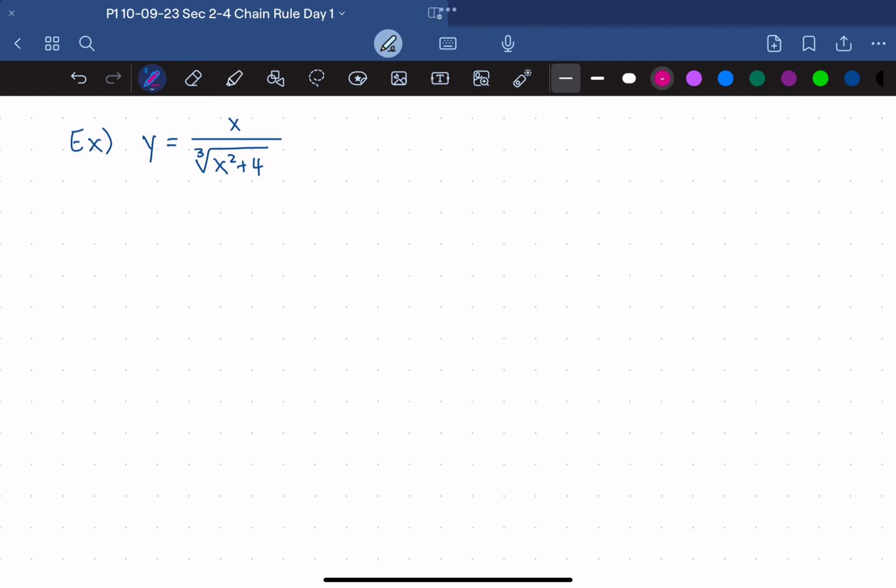So, if I call the top u and the bottom v, then we know for quotient rule, we're going to take it slowly here. Quotient rule says bottom, and actually I'm going to go ahead and write this as an exponent. So bottom times derivative of the top minus top times derivative of the bottom.